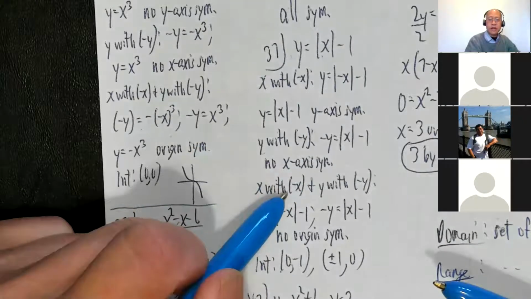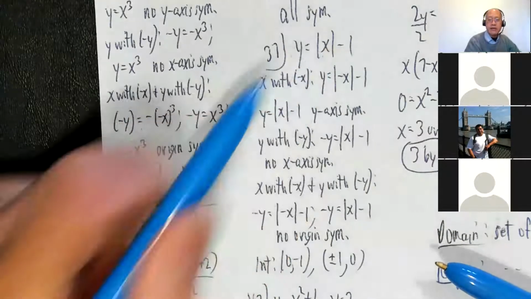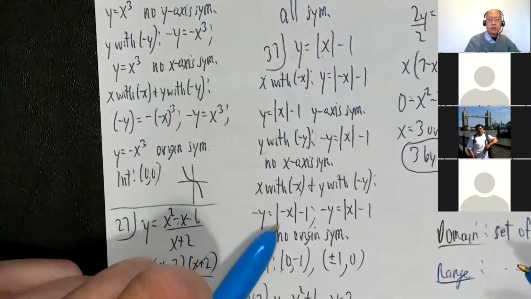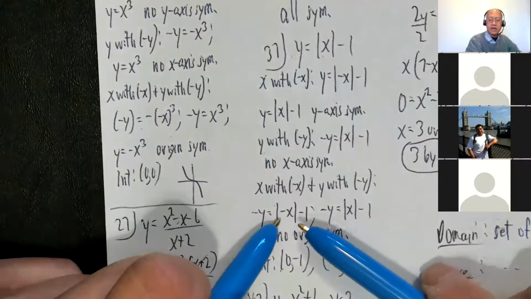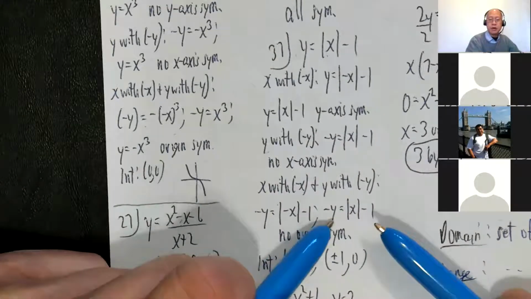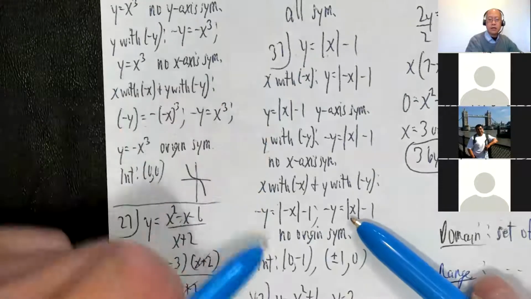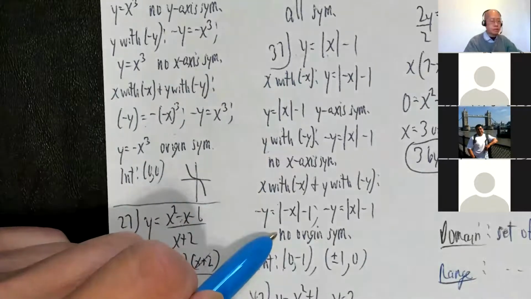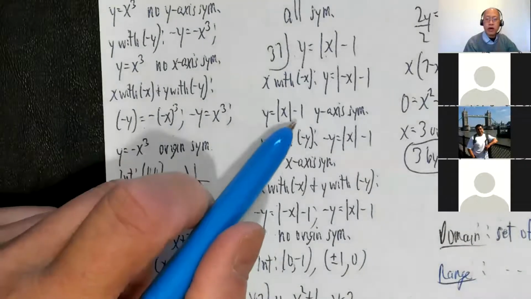And if I replace x with negative x and y with negative y, put a negative y and a negative x. So negative y equals absolute value of negative x minus 1. Once again, absolute value of negative x is the same as absolute value of x. Okay, but is this equation equivalent to that equation? No, it's not. So I do not have origin symmetry. So it looks like I have y-axis symmetry.